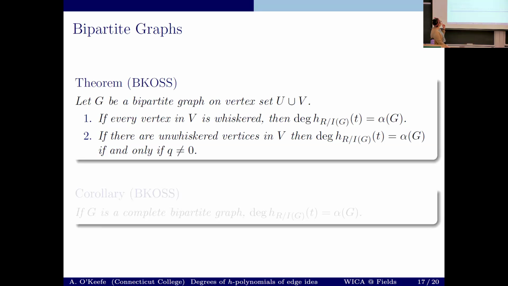Or, if you have unwhiskered vertices in V, then the degree is the independence number if and only if this other constant, which I'm going to show you how to define in just a minute, is non-zero. We translated what it meant for that alternating sum of the shifted face numbers to not be 1 into this more combinatorially defined invariant not being 0. As a corollary, if G is a complete bipartite graph, the degree is the independence number.